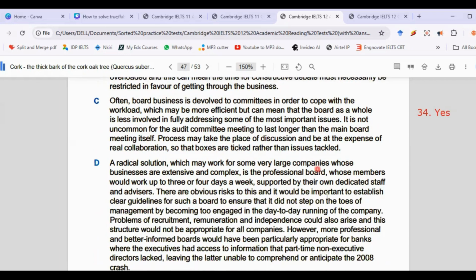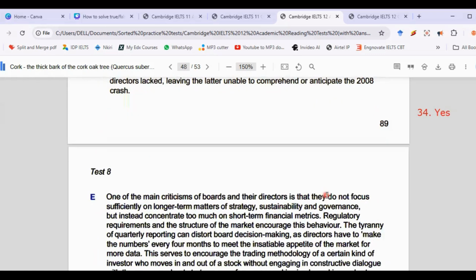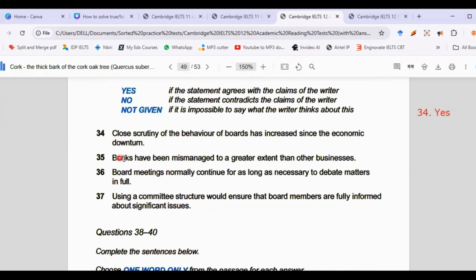So my answer to number 35 is going to be what? Not given. The passage is silent about this issue of mismanaged to a greater extent. We don't know whether the writer agrees to it or does not agree to it. So I'm going to pick what? Not given. My answer is going to be not given.